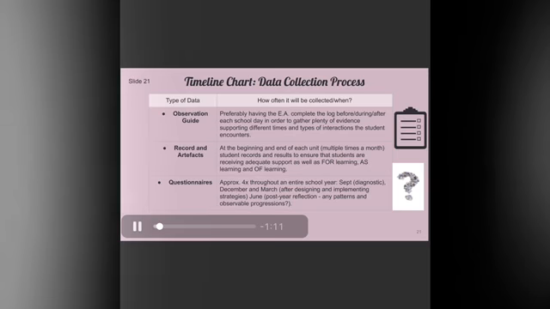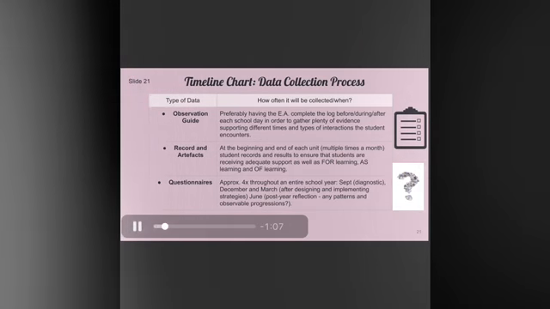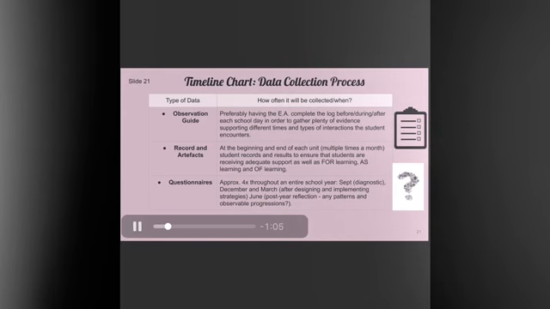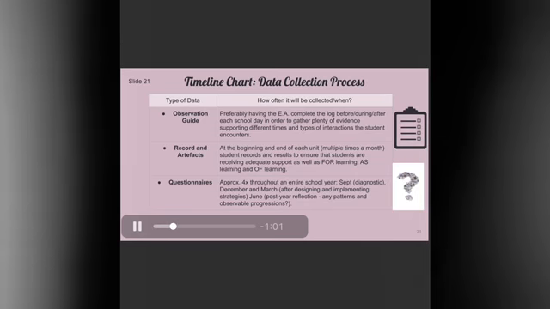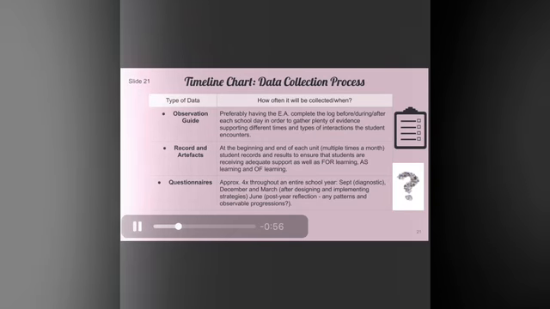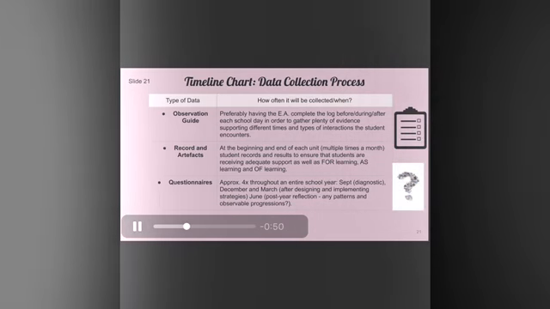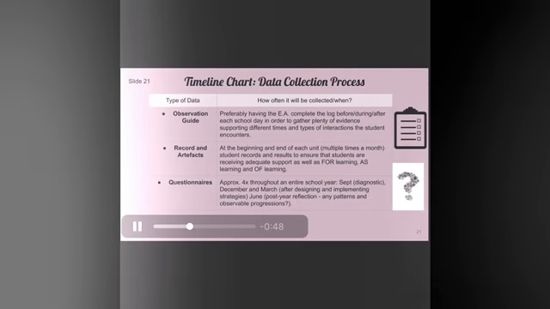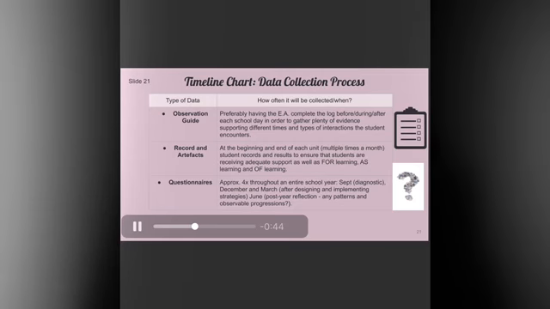Our 21st slide is our timeline chart, the data collection process we would use for our action research. So our type of data is the observation guide. How will it be collected? Preferably having the EA complete the log before, during, and after each school day in order to gather plenty of evidence supporting different types and times of interaction the student encounters.